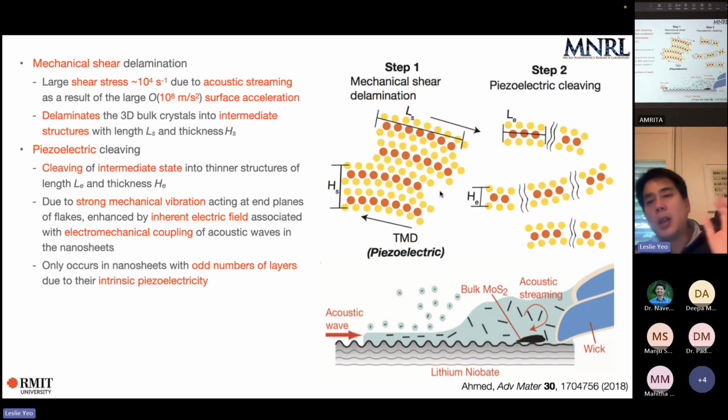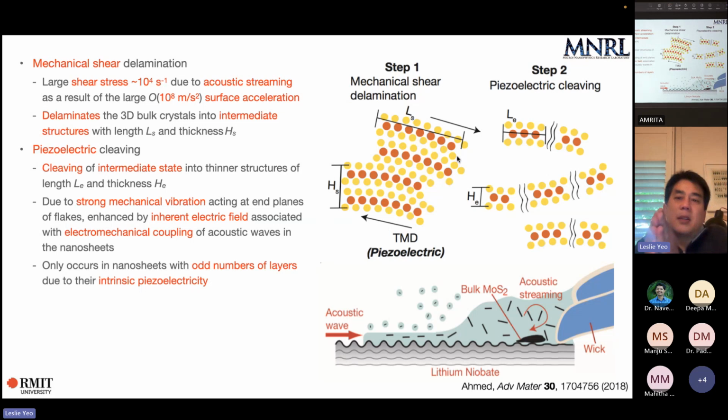So what we thought about was maybe there's a two-step process, and I'll explain why we think it that way. Perhaps in the first step, you have this shearing. I've shown you already that there's a lot of fluid motion, and so there's the shearing of the material that causes it to delaminate somewhat. And that shear stress is quite high. But it can only go so far, and I've called this intermediate step, let's call it length scale LS and HS. Just bear that in mind.